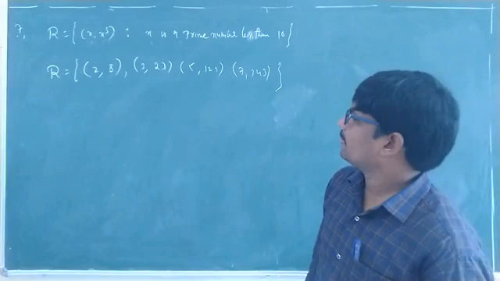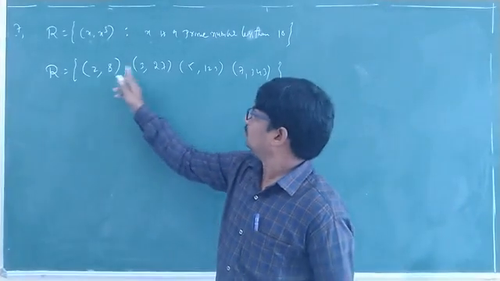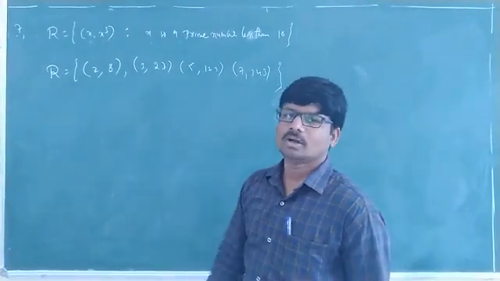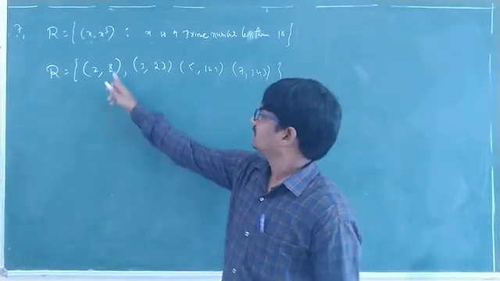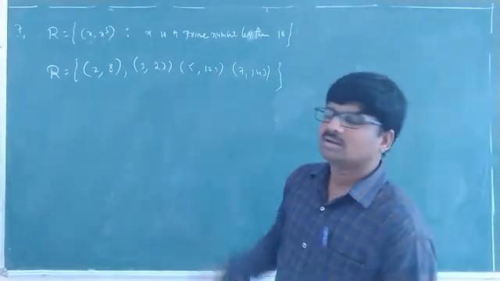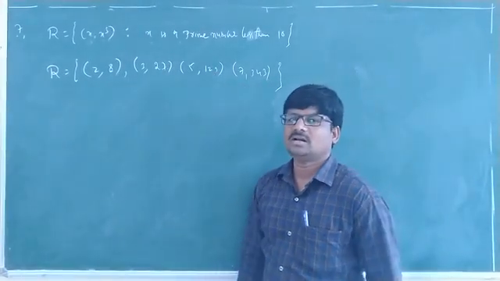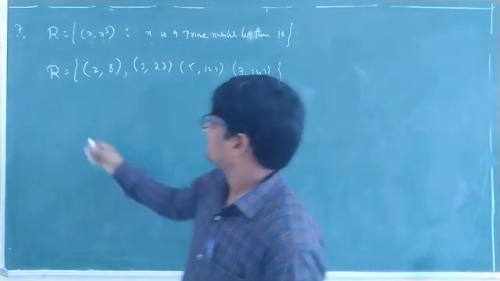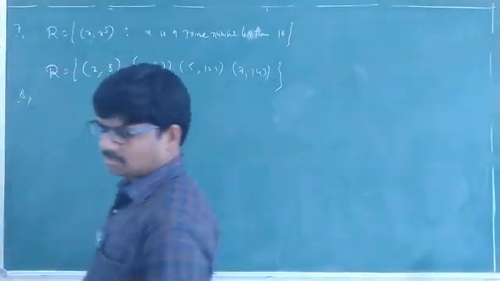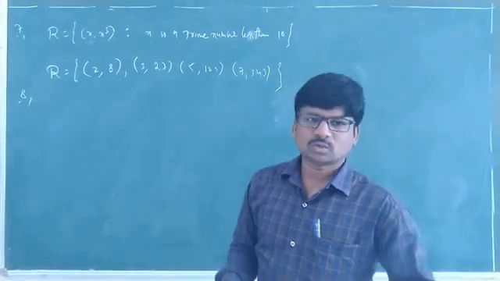If you want to write the domain here, what is the domain? 2, 3, 5, 7. Next the range: 8, 27, 125, 343. Okay, this is question number 7. Next, come to question number 8. What is question number 8 here?